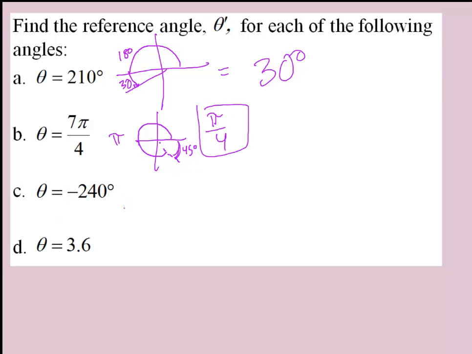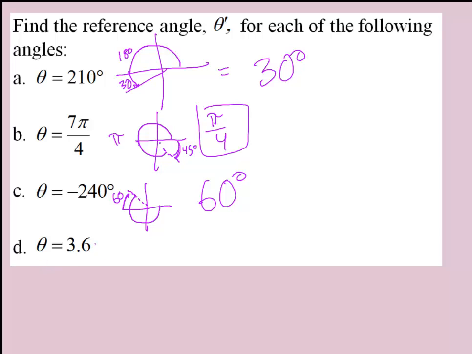For negative 240 degrees, we're going backwards. So this will be negative 180, and then I have to do another 60 degrees here. Even though this was negative 240, this little chunk right here is going to be 60 degrees. But your reference angle is not negative 60, it's just regular 60 degrees.